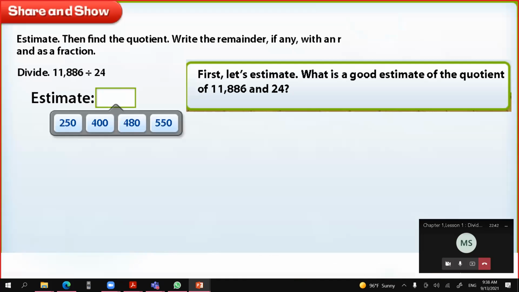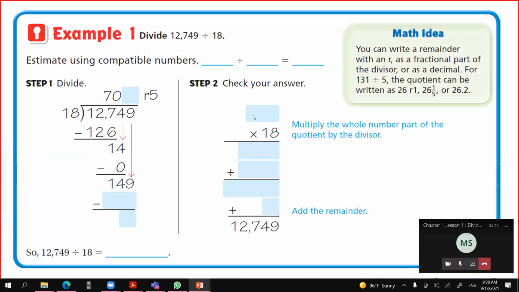Now here, let's all of you go to your book. Example number 1 here. We have to divide 12,749 into 18. Here now, what do we have? We have to divide them. The first step, as I told you before, first step now you have to divide or to estimate 18.